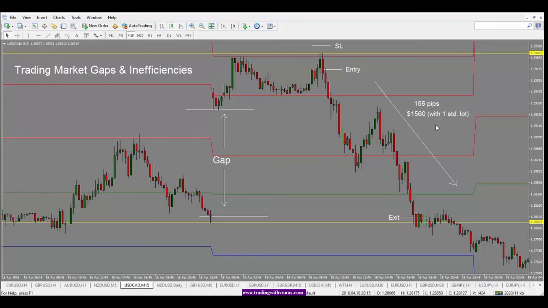So this is a quick example of how you would trade market gaps and inefficiencies.